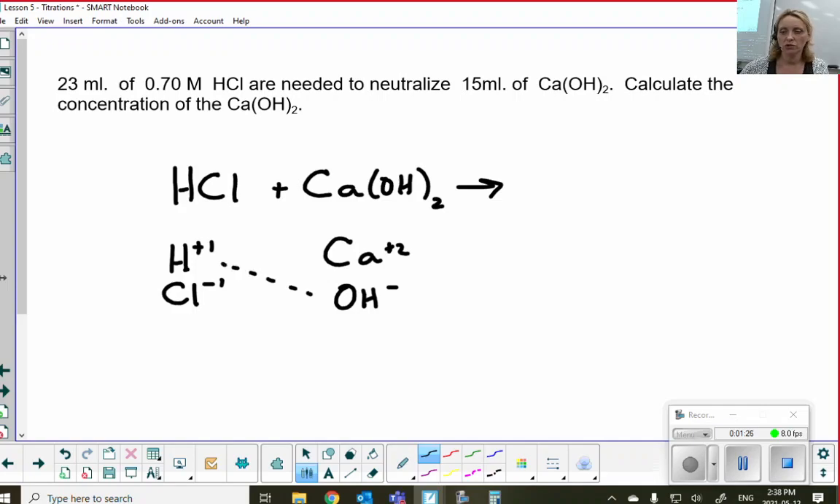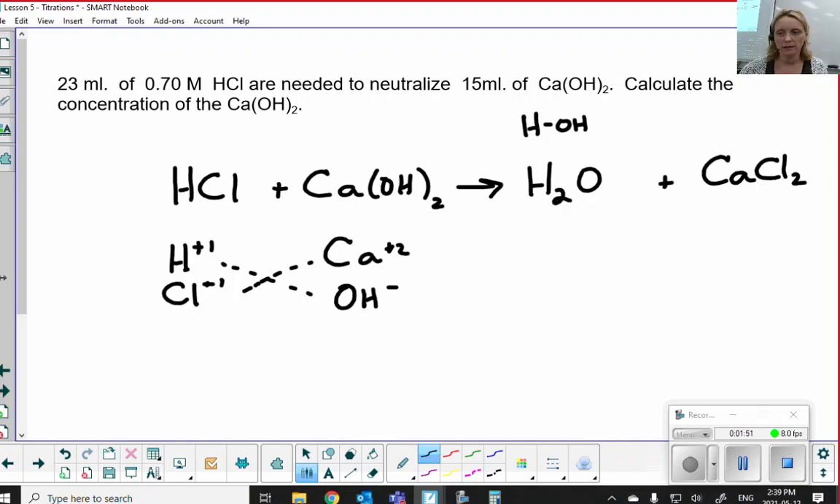Well, the hydrogen can join with the hydroxide, and this will make water, H2O. Lots of times we'll write water as HOH, hydrogen hydroxide, because it makes it easier for us to balance the hydrogen separate from the hydroxides. We can also combine the calcium with the chloride. Use your symbols, charges, crisscross, reduce to get the formula. Calcium chloride is CaCl2.